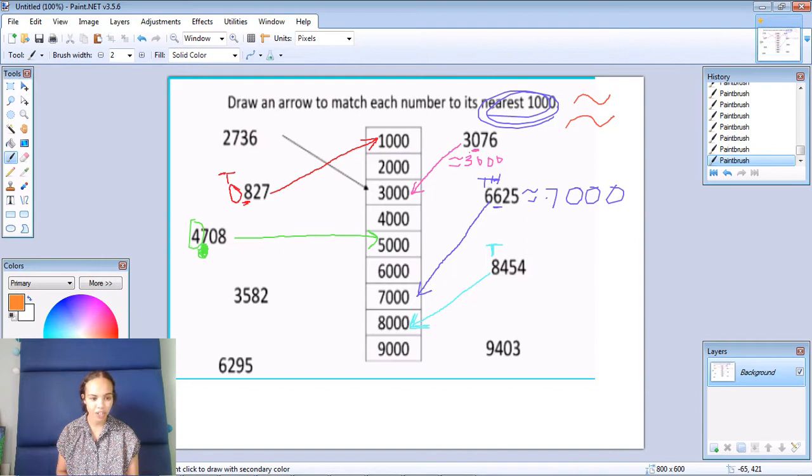Next color. We don't have any orange, so let's go for a dark orange. Okay, 3,582. This is my thousands column. This is my hundreds column. This is my tens column. This is my units column. Okay, I'm looking at these two. Ask yourself, is 3,582 closer to 3,000 or 4,000? Or you can just say, oh, that's 5 or more, so that means I round up.